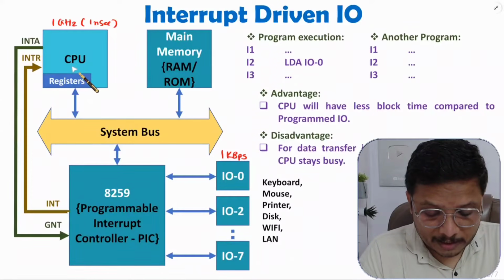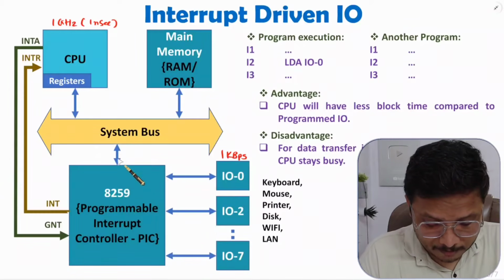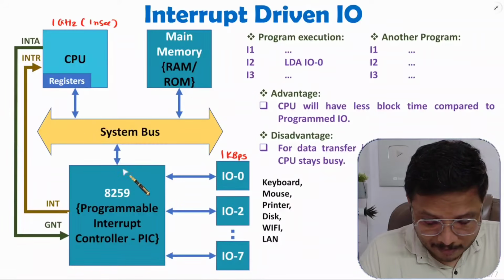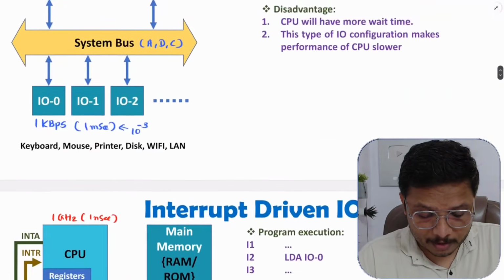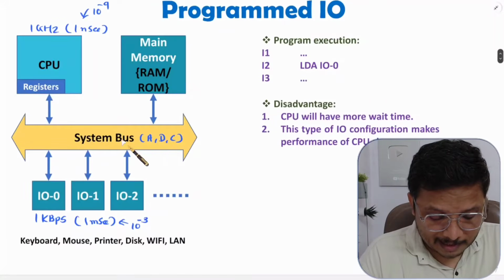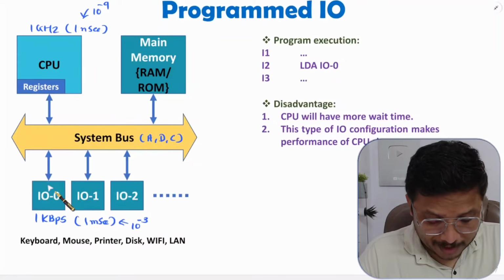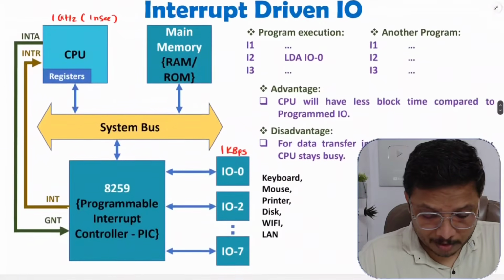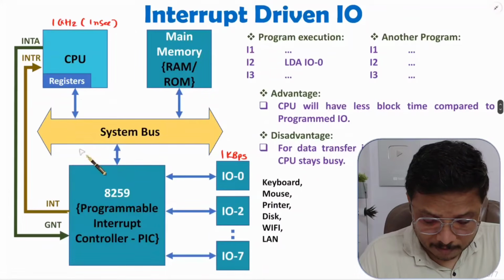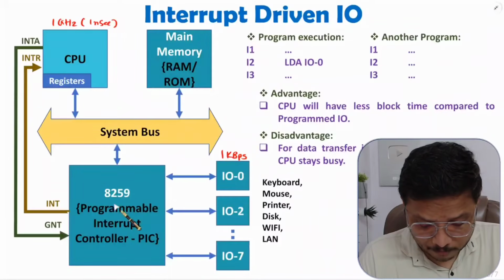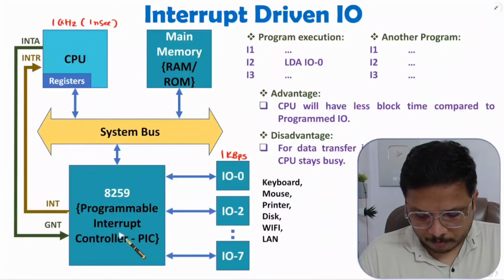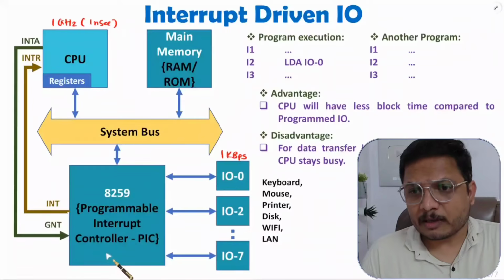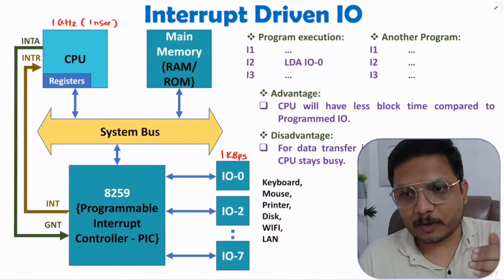Port address IO0 should give data to the accumulator, which is a register inside the CPU. When the CPU generates this address as per LDA, that address goes on the system bus and is given to the programmable interrupt controller. Previously we were not using this IC; the system bus was directly connected to the CPU and IO devices. Now, rather than interfacing the system bus directly with the IO device, we connect it with the 8259 programmable interrupt controller IC, which was interfaced with initial microprocessors like 8085 and 8086.